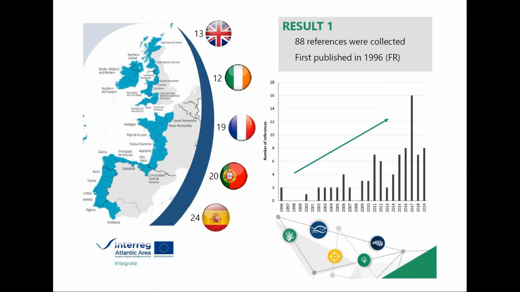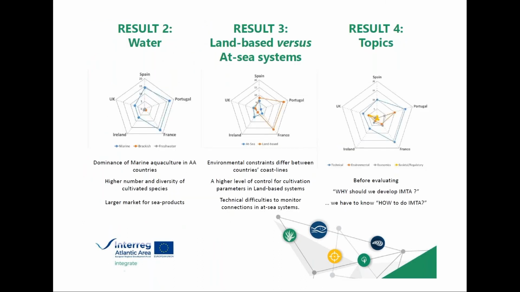A dominance of marine IMTA systems is observed in Atlantic area countries, probably due to a higher number and diversity of cultivated species for a larger market for sea products than for fresh water. A first differentiation between the Atlantic area countries comes from the location of the systems: land-based in France, Portugal, and Spain, at-sea systems for Ireland and UK.